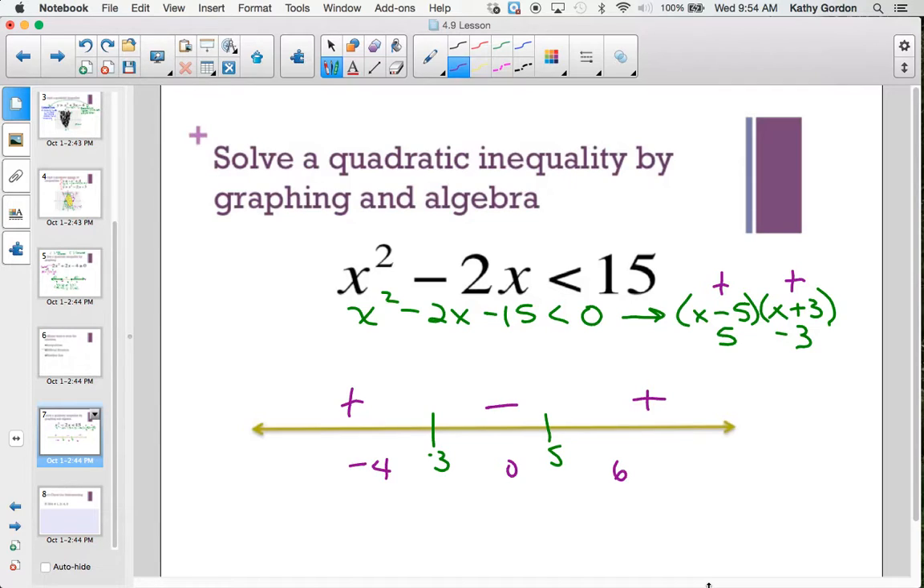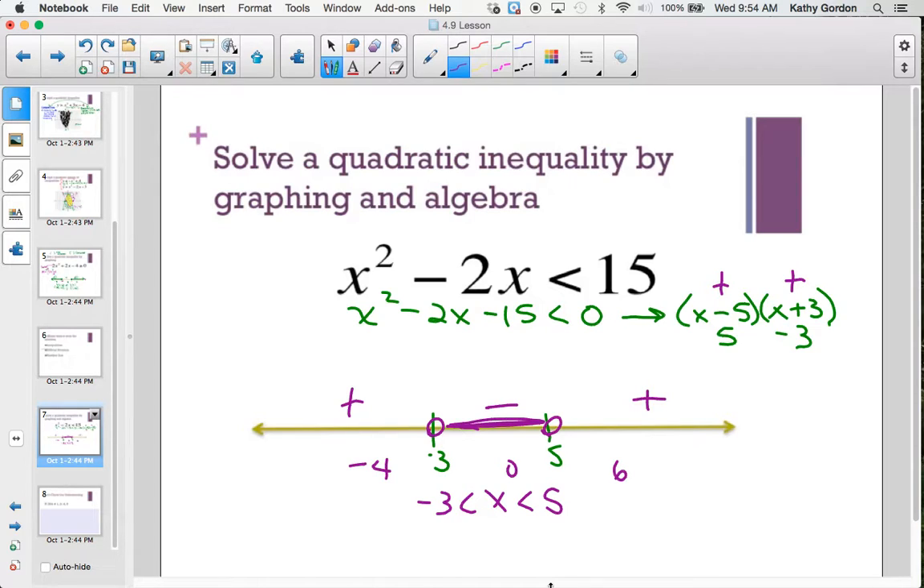So now what do I want? Do I want to include my x-intercepts? No. So this time they're going to be open circles. Which sections do I want? The -3 and... Yeah, so we want the section in between this time because we want less than 0. So we want the negative part. So as an inequality, what would that look like? -3 less than x less than 5. Good.